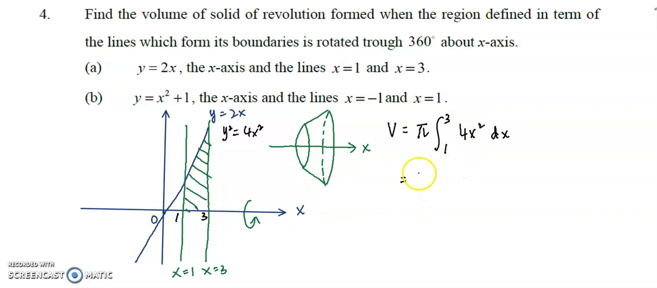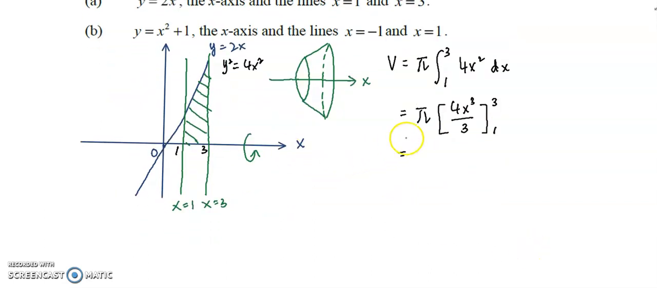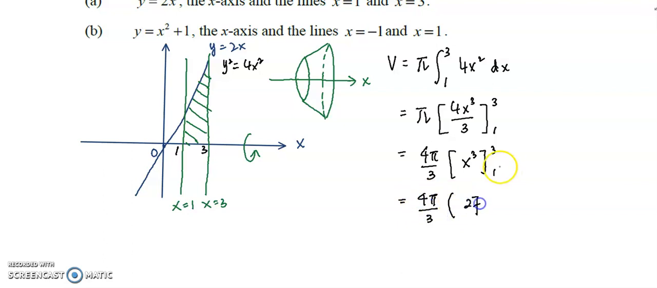Alright, so integrate as usual. The pi you should copy down, and you have 4x cubed over 3, integrated from 1 to 3. If you want to factor out the 4 over 3, you may do so. You can factor out the 4 over 3, then multiply by pi. So in the bracket, you are left with x cubed. You need to substitute the 3 into the x cubed now. That will be 27. 3 to the power of 3 is 27.